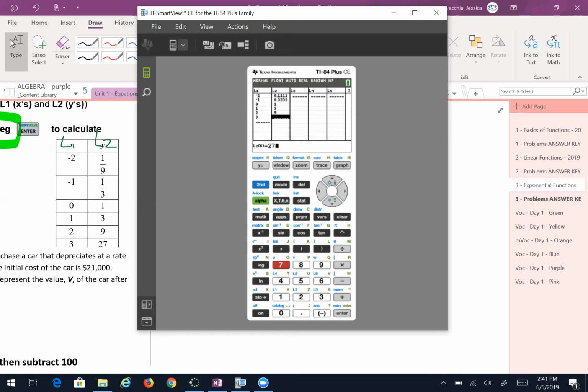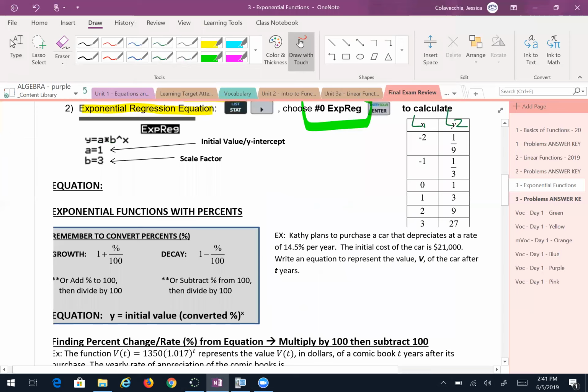All right, so we're gonna go stat, go over to calc, and we want an exponential function. So we're not gonna choose 4, we're not gonna choose 8. Those are both linear. We're gonna go down to 0 for exponential regression. Exponential, okay? When you get this, guys, this is the screen that you're gonna see.